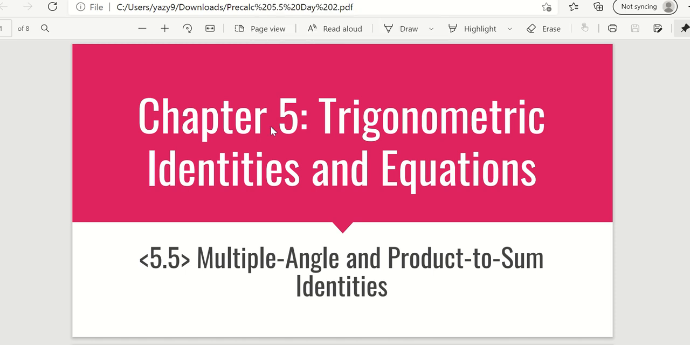Hey guys, so today we're tackling day 2 of our last section of this chapter, which is section 5.5, multiple angle and product to sum identities. These are the last bit of identities that you're going to learn how to use and apply when solving trigonometric equations.